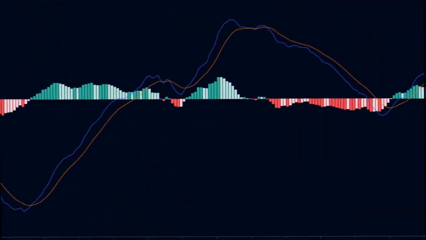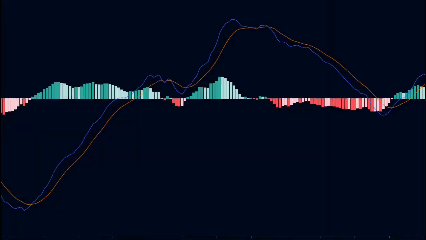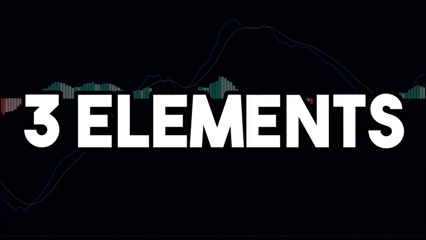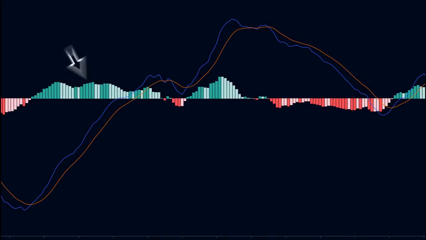For our strategy, we will use the MACD indicator. MACD consists of three elements: the histogram, the MACD line, and the signal line.